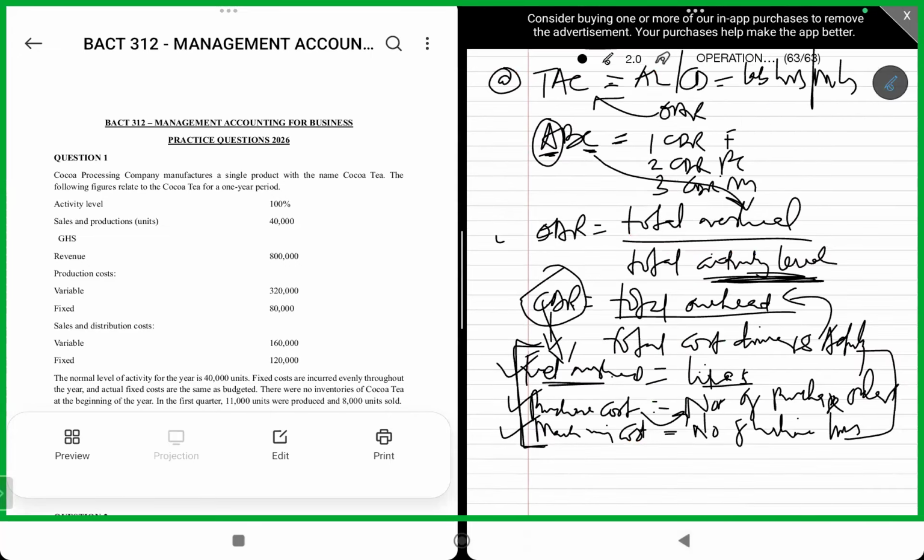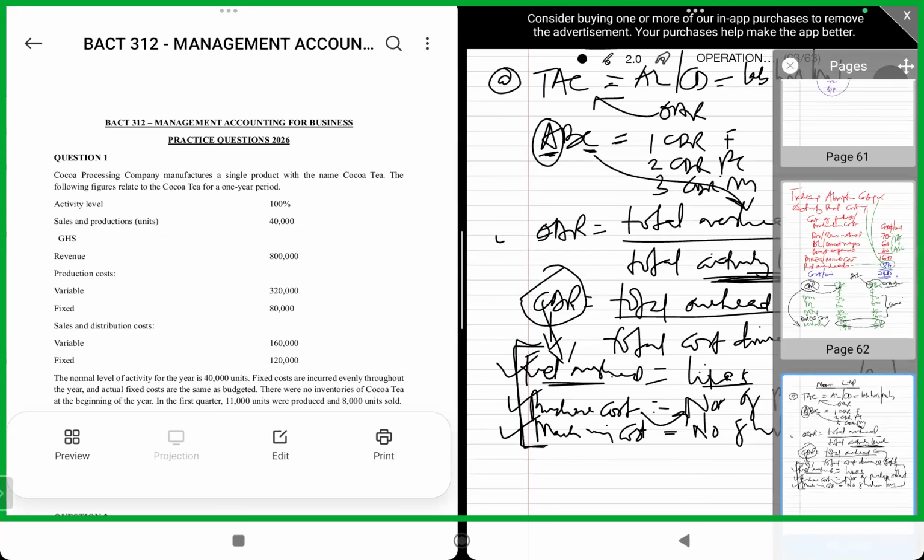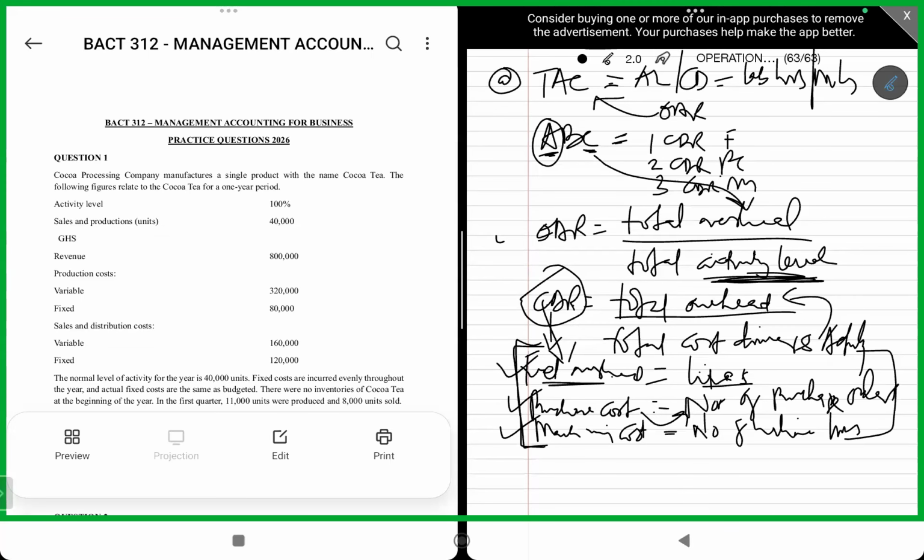Now that we've gotten the concept right, let's start to solve it. I'm using a different and quick method to solve it.